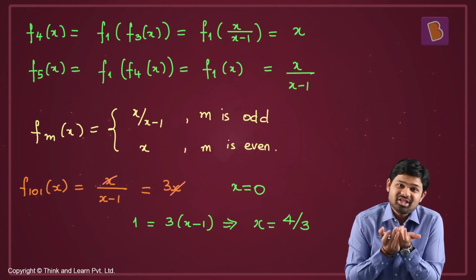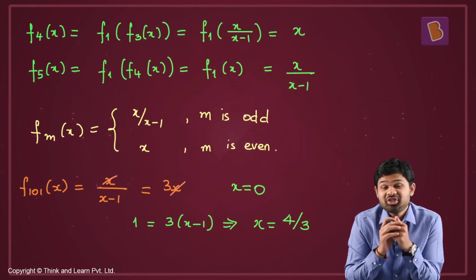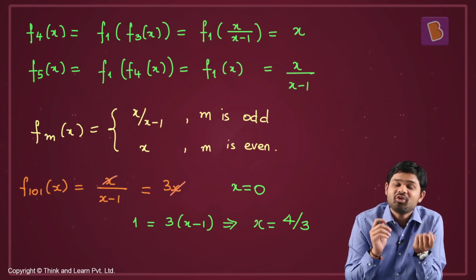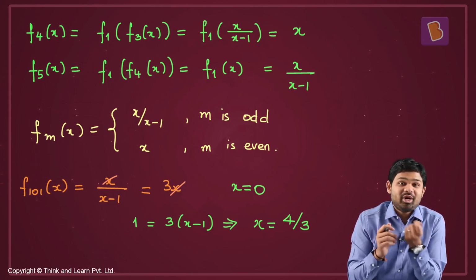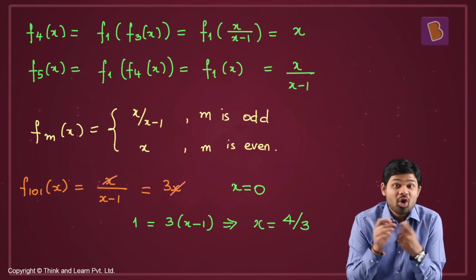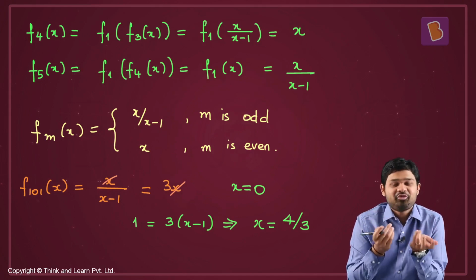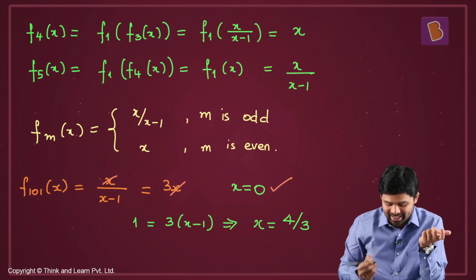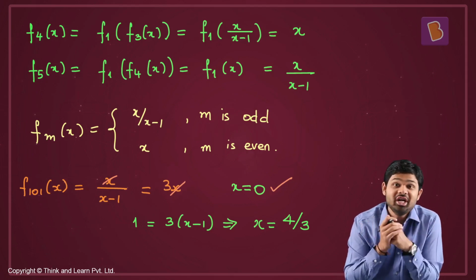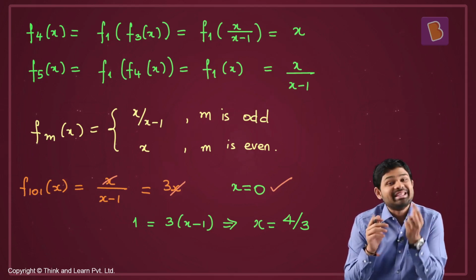So what is the answer to this question? What have they asked in the question? They've asked us the integral value of x satisfying that equation f101 of x equal to 3x. Which out of these two values is integral? Of course, x is equal to 0 is integral, x is equal to 4 by 3 is not an integer. So x is equal to 0 being the integer is the correct answer to this question.